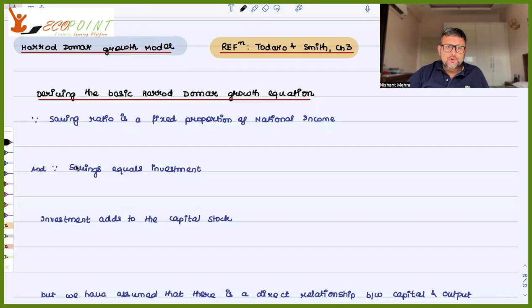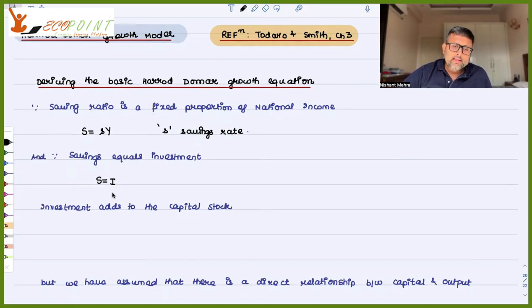Because the savings ratio is a fixed proportion of national income, which is one of the assumptions, we can write S = sY, where small s is the exogenously given savings rate. And savings are equal to investment, so all savings are automatically invested, and that investment is going to add to the next period's capital stock. This is another assumption, that S = I.